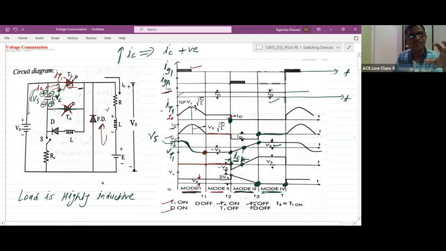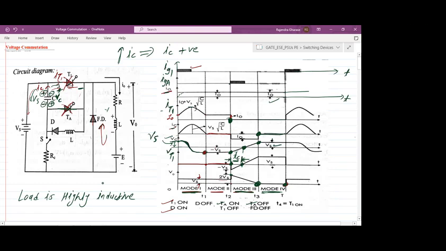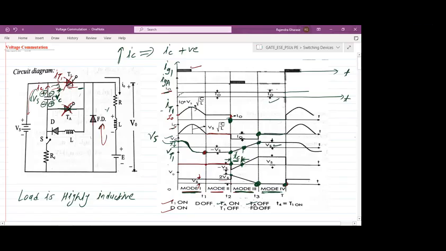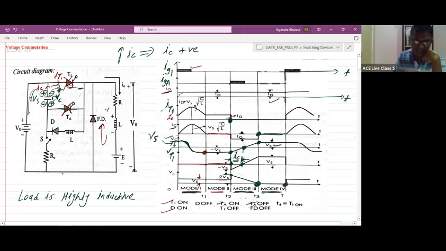The second condition is the voltage appearing across the auxiliary thyristor. The capacitor voltage is plus here, minus here. Both thyristors are in the off state, both in reverse bias mode.